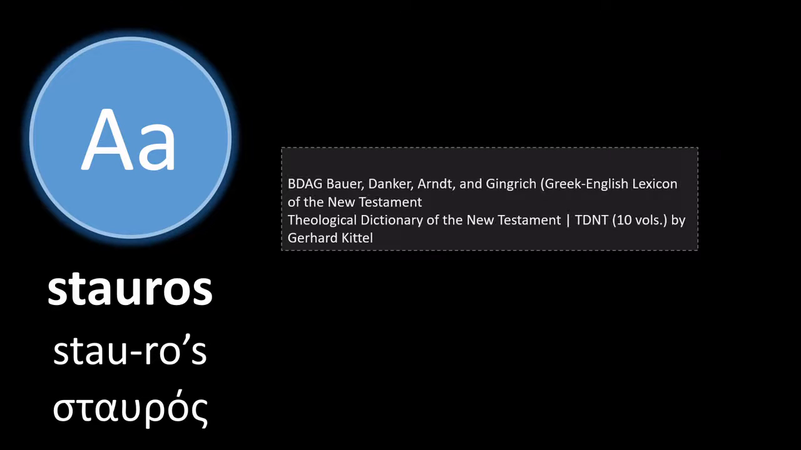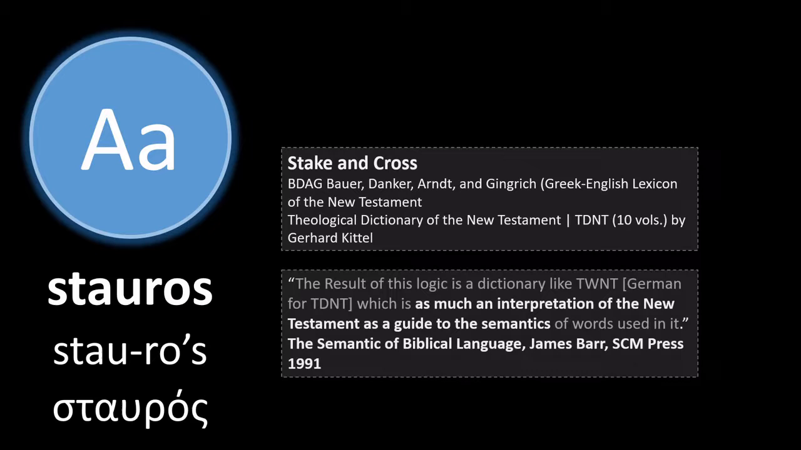Critics also point to definitions in Greek lexicons such as BDAG and the Theological Dictionary of the New Testament that allow stauros to be translated as both stake and cross. However, as well as being noted as useful resources, these have famously received criticism from Scottish scholar James Barr as containing bias due to being as much an interpretation of the New Testament as a guide to the semantics. Hence a reader needs to be cautious even when reading biblical lexicons. They may not be free from the biases of the authors.